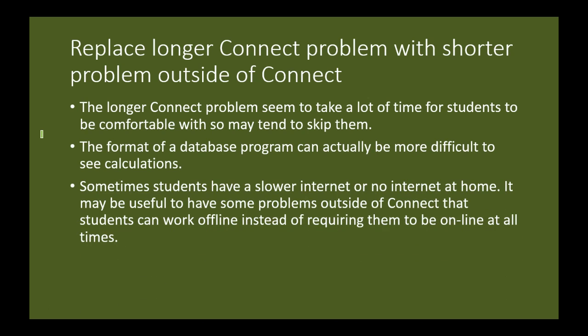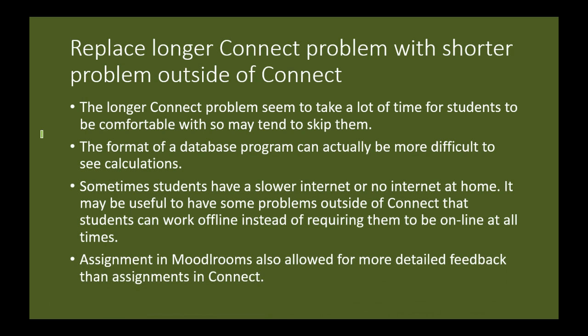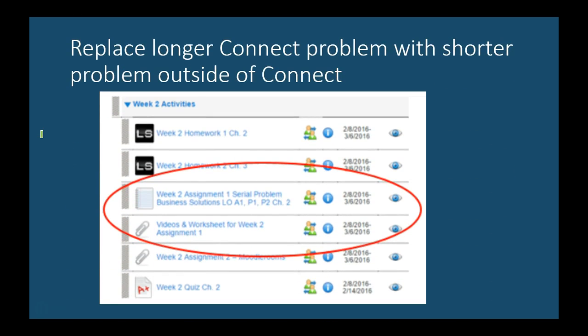Now, we're going to have to use a database program or some kind of Excel sheet where we can put numbers into a spreadsheet. It's just a matter of how we want to format that. And another thing is, Connect uses a lot of bandwidth, so if students have slower internet or no internet, then they can't get on to Connect all the time. It might be good to have some problems that they could download and work offline. And there are some differences in the way the feedback works as well. So we'll take a look at that in a second.